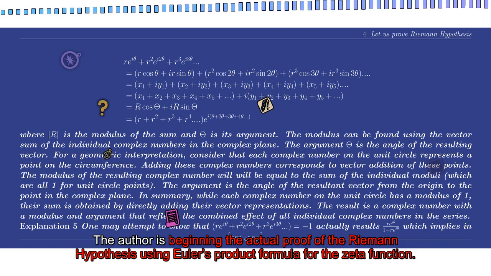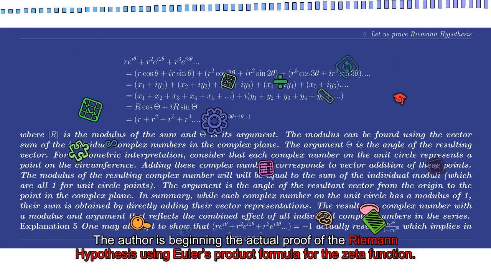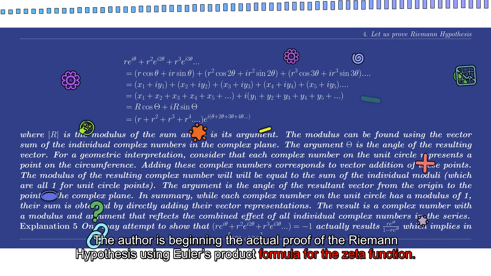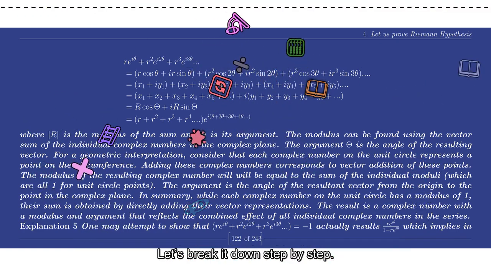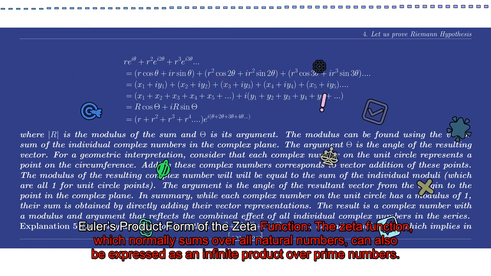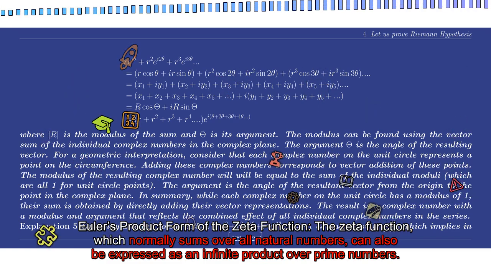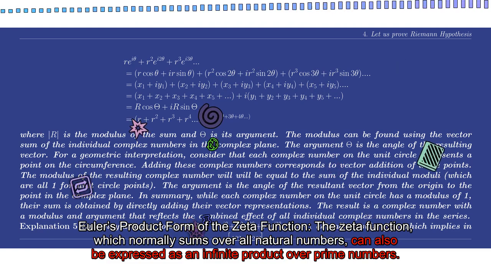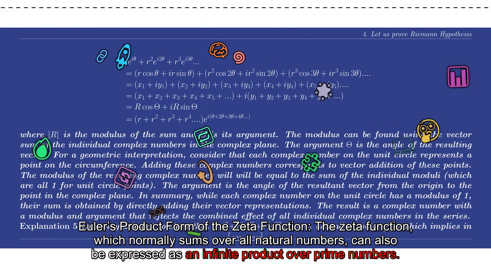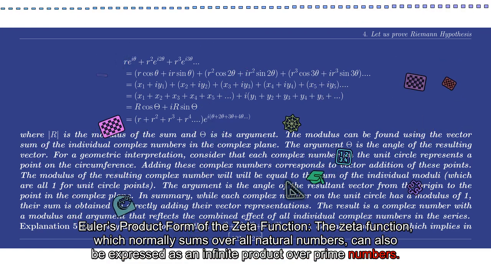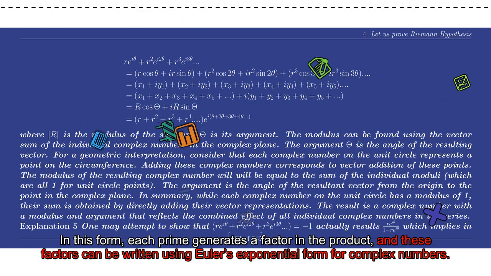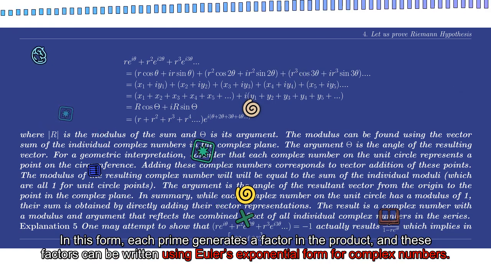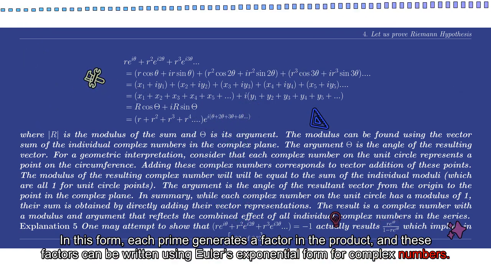The author is beginning the actual proof of the Riemann hypothesis using Euler's product formula for the zeta function. Let's break it down step by step. Euler's product form of the zeta function. The zeta function, which normally sums over all natural numbers, can also be expressed as an infinite product over prime numbers. In this form, each prime generates a factor in the product, and these factors can be written using Euler's exponential form for complex numbers.